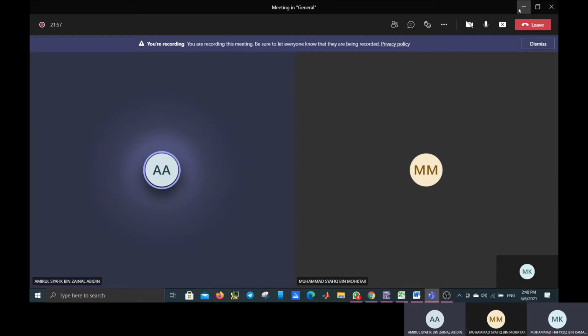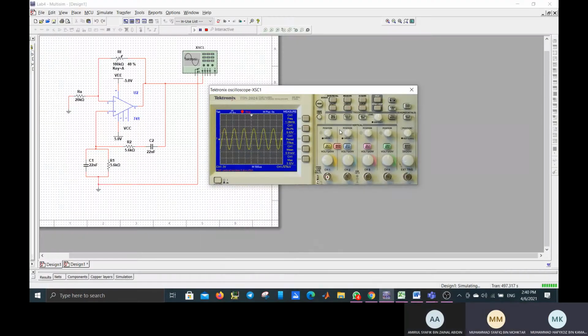Repeat again. Okay. As for my part, that is procedure. As you can see, I have constructed the circuit as the lab sheet given. And let's see the lab sheet.